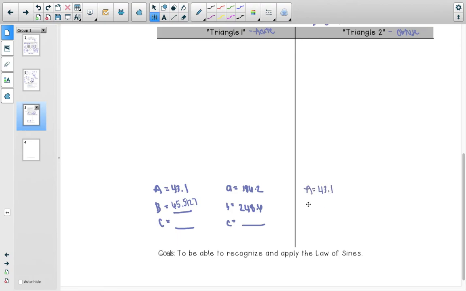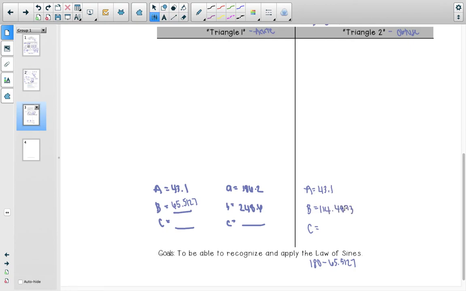For your obtuse triangle, you're going to take 180 minus this B value. So 180 minus 65.5127. Okay. Now we have to think logically about this and make sure it's even possible. So this is the answer we get when we subtract.